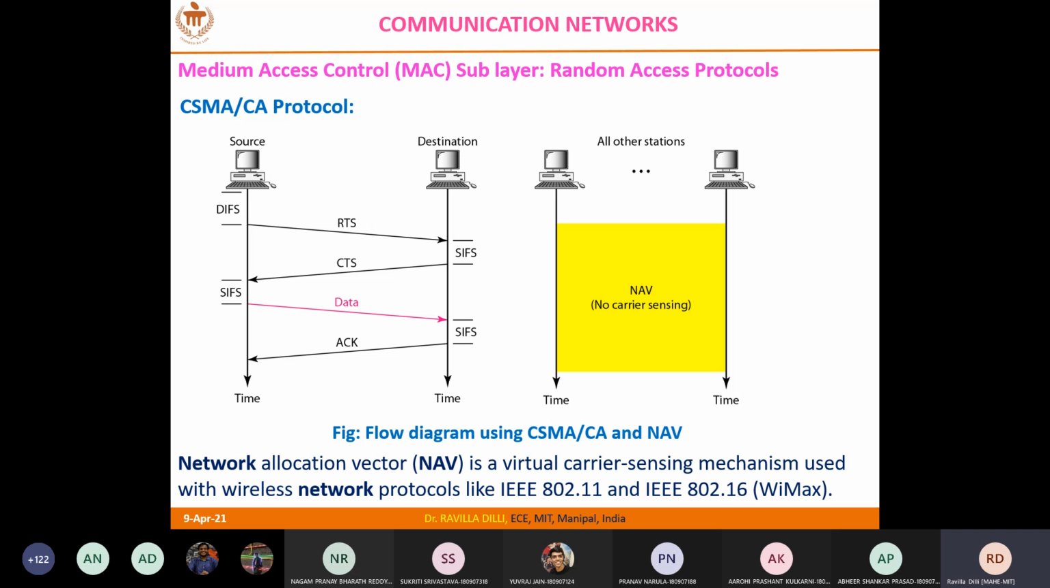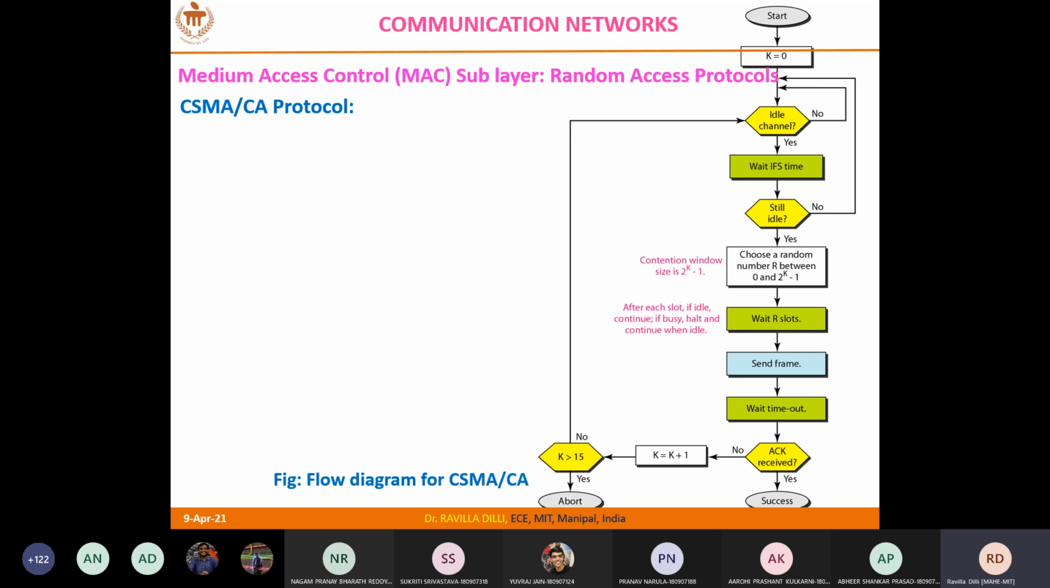When you study the wireless communication subject, you can explore these things in a detailed way. This CSMA/CA we have already discussed, right? So this is the back off story. If the channel is still idle, then you wait for the back off time. This we have already done.